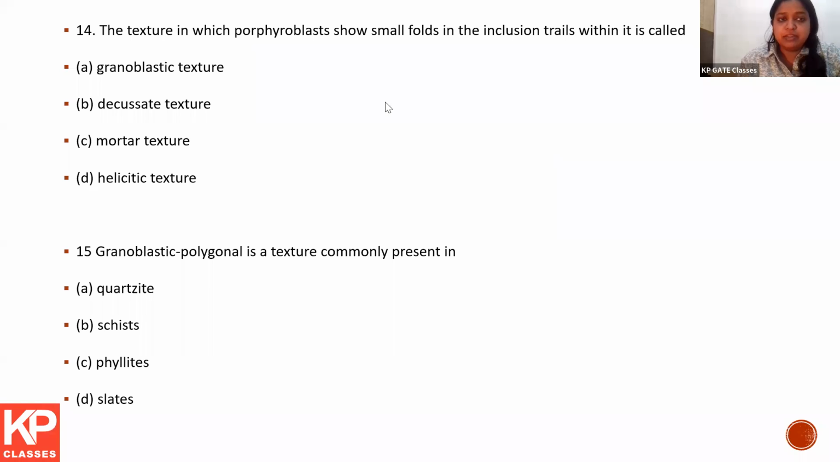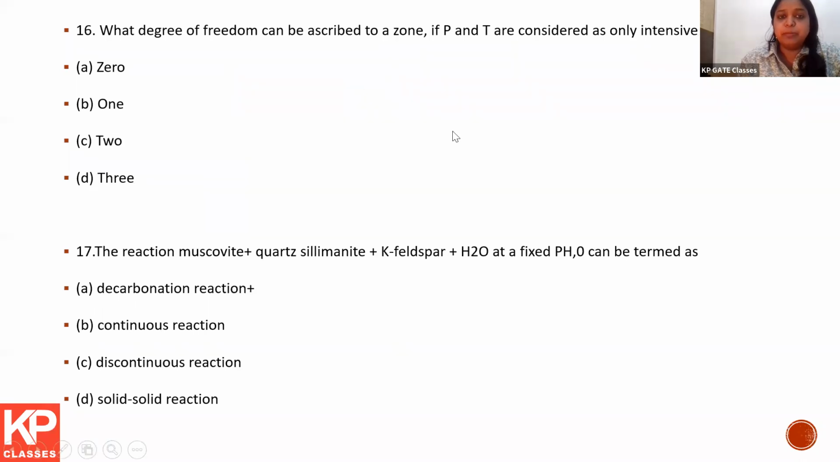Next one: what degree of freedom can be ascribed to a zone if P and T are considered as only intensive variables? Same easy question. Answer is 2. They have defined it as a zone when pressure and temperature are considered to be the only intensive variables. Then obviously the degree of freedom value should be 2.